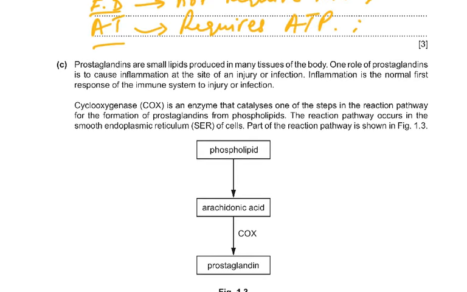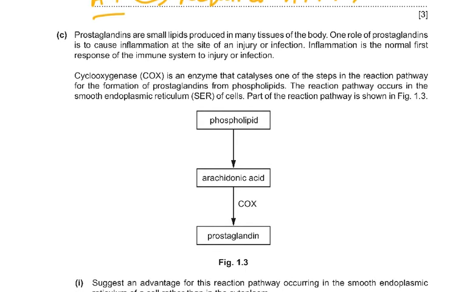Now coming to part 3 of the question, prostaglandins are small lipids produced in many tissues in the body. One role of prostaglandins is to cause inflammation at the site of an injury or infection. Inflammation is the normal first response of the immune system to injury or infection.